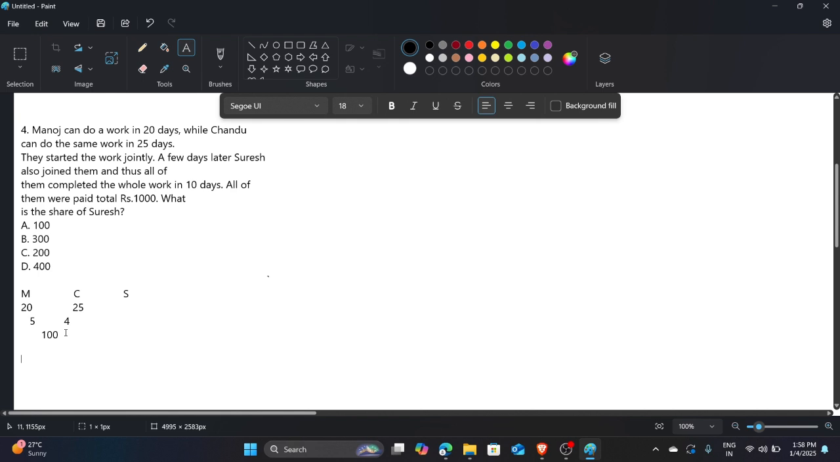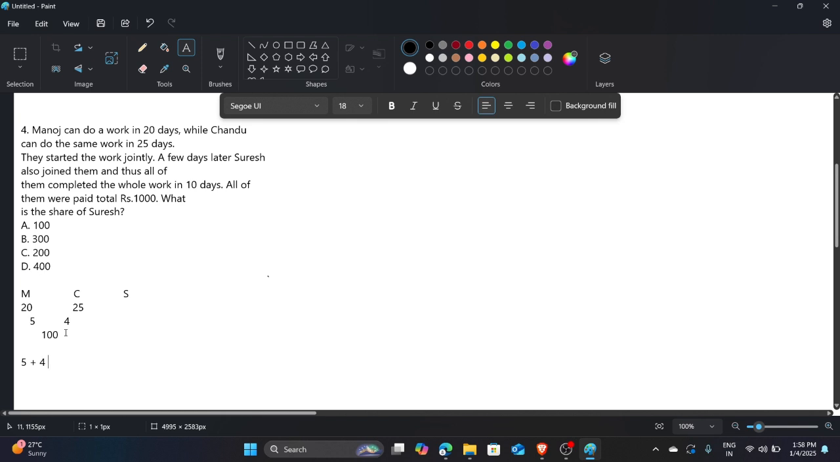A few days later, Suresh joined them, and thus all of them completed the whole work in 10 days. All of them were paid. What are the shares of Suresh? Okay, so 5 plus 4 is the work M and C can do together.